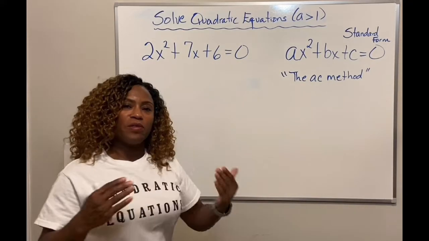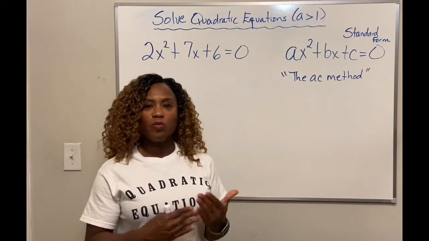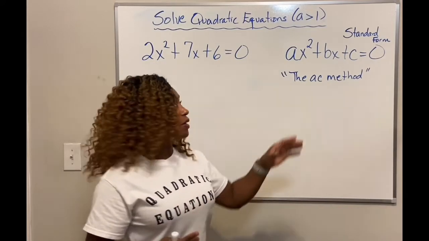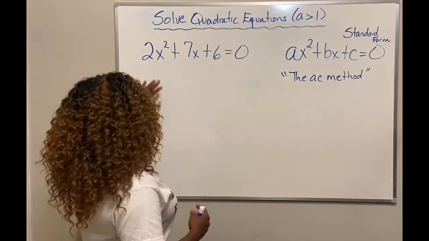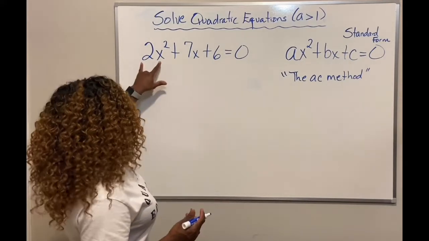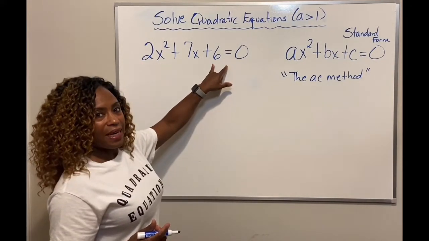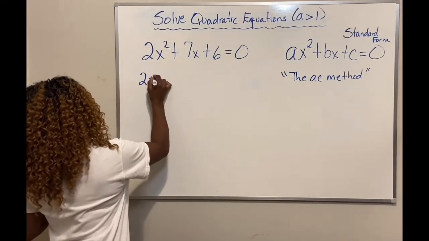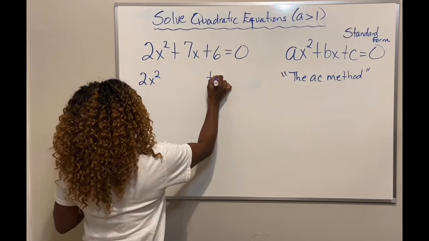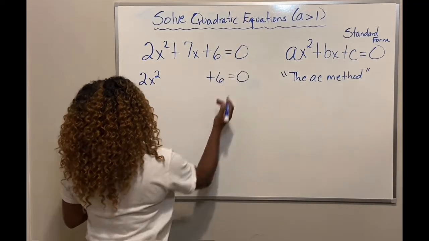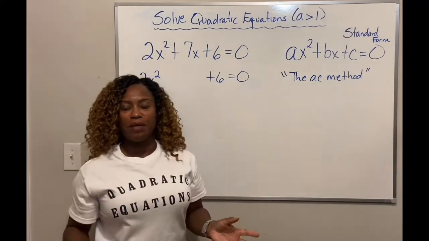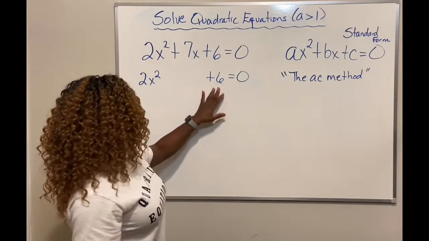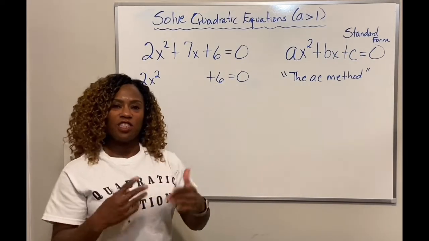So first step for using this method, and remember we're looking at an example where the a is greater than 1. So first thing that we're going to do is rewrite the first term and the last term. So I'm going to just rewrite those. I'm going to bring down the 2x squared, and I'm going to bring down my plus 6 equals 0. So I didn't change anything. I didn't do any computation yet. I just rewrote those.